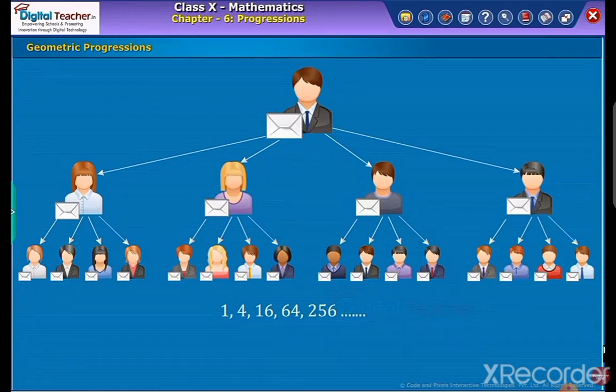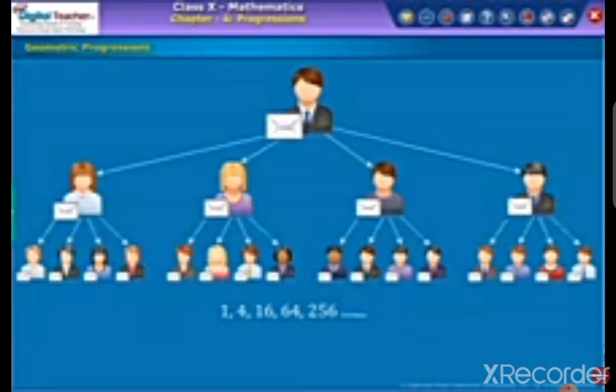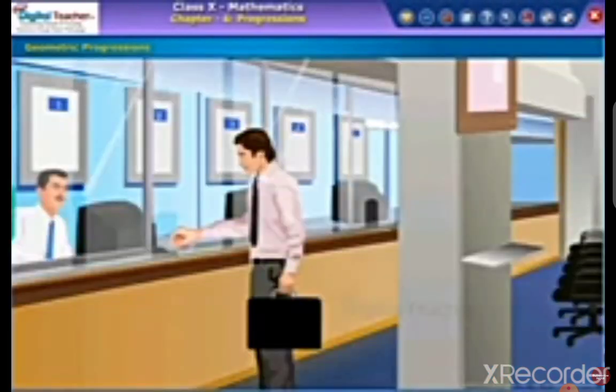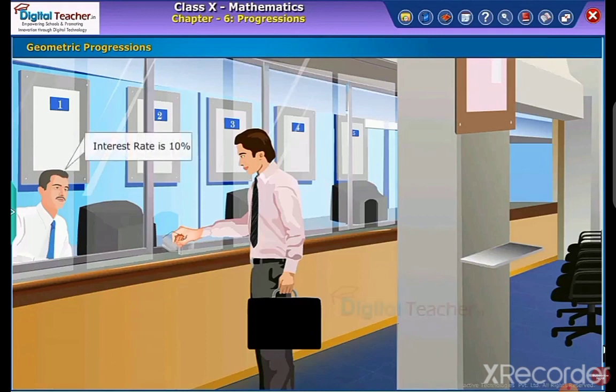And the list of numbers is in GP since each successive term is obtained by multiplying the preceding term by the number 4. The total amount at the end of the first, second, third years and so on, if rupees 500 is deposited in the bank with an annual rate of 10% interest compounded annually, is 550, 605, 665.5 and so on. And the list of numbers is in GP since the common ratio between two successive terms is the same.